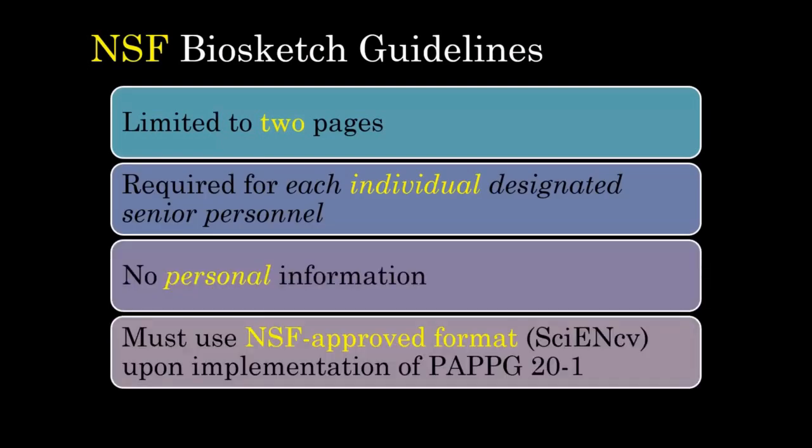So the NSF Biosketch Guidelines, they are limited to 2 pages. That's not changing. They are required for anybody considered senior personnel. An example is somebody who's not a senior key personnel. That might be a programmer or a postdoctoral scholar. Sometimes faculty members might ask you to include a postdoctoral fellow scholar researcher.